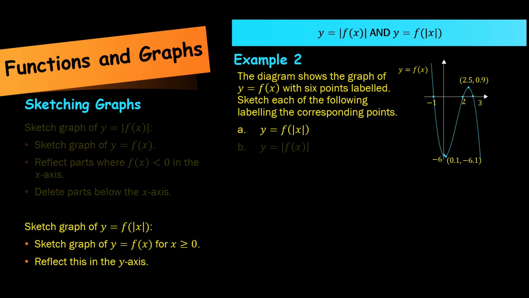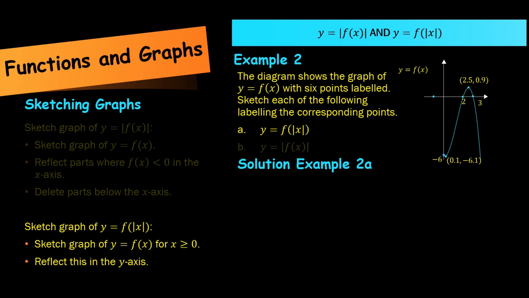So let's solve part A first. The diagram shows the graph of y equals f of x with 6 points labelled. Sketch y equals f of mod x, labelling the corresponding points. So let's solve this.